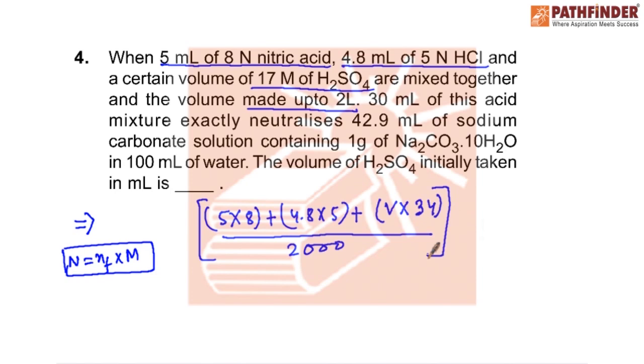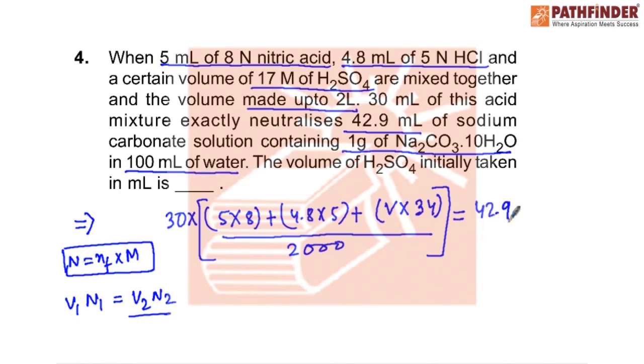Now from this mixture they are taking out 30 ml. So this is now the new concentration. So from here we are taking 30 ml, 30 into the concentration, that is V1N1. Now we need to find out the V2N2. This mixture is neutralizing 42.9 ml of sodium carbonate solution, which contains 1 gram of sodium carbonate in 100 ml of water. So it is equal to 42.9 times, let us say N2.